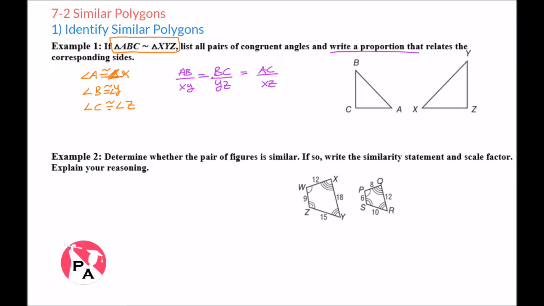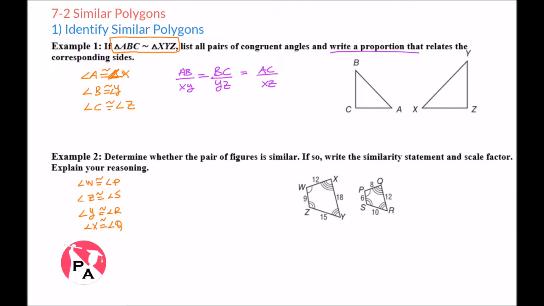So let's just write what we just said. Angle W is congruent to angle P. Now let's move on to angle Z. Angle Z has 2 of those symbols right here. Same symbol is on angle S. So these 2 angles are congruent as well. The next angle on the figure on the left is angle Y. It has 3 of those symbols, and angle R has the same thing. The last one is angle X. It has 4 of them, and same symbol is on angle Q. That's why they are congruent as well.